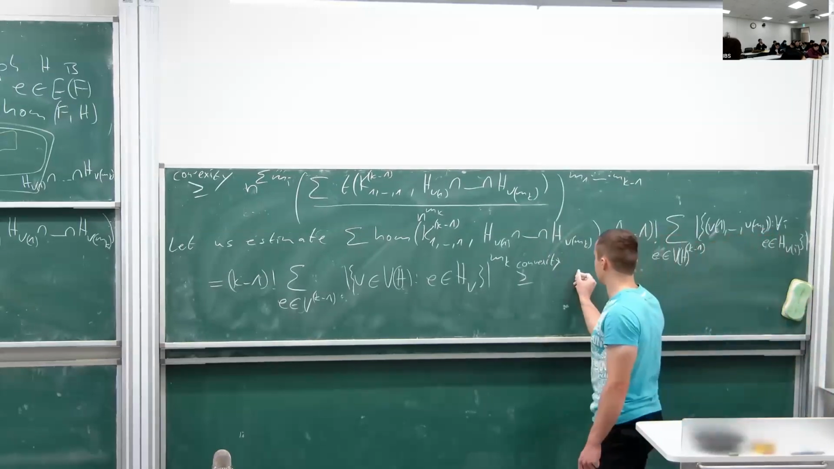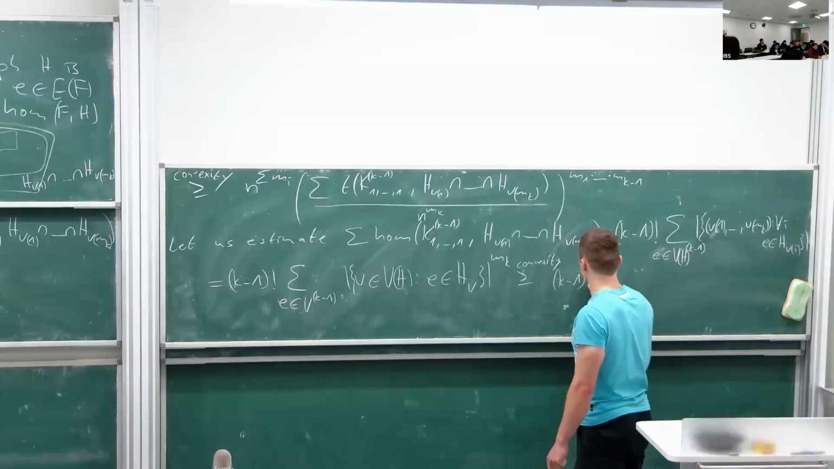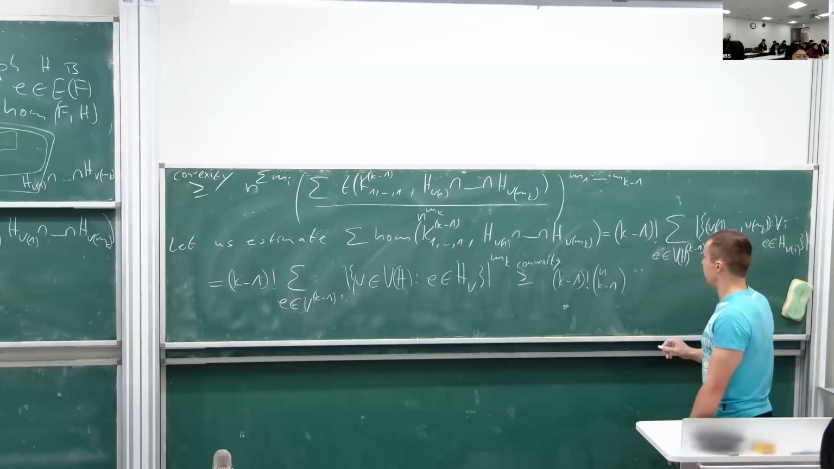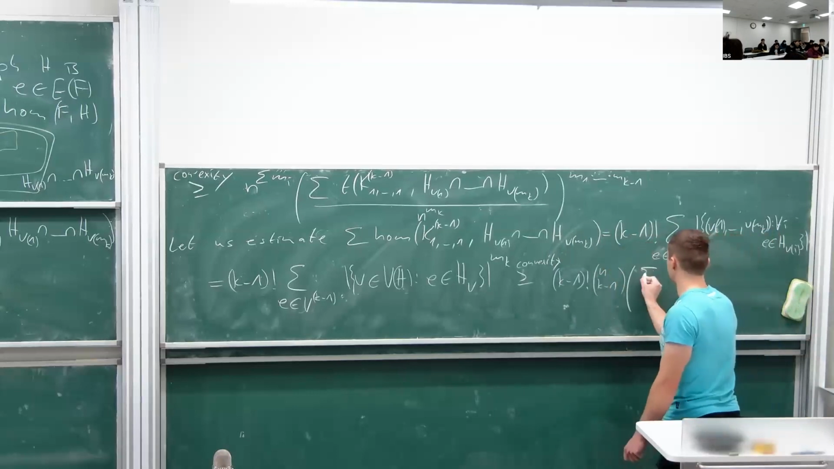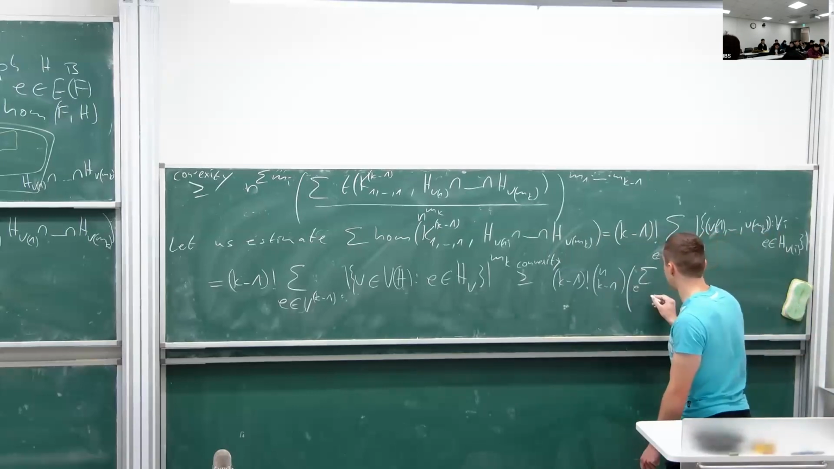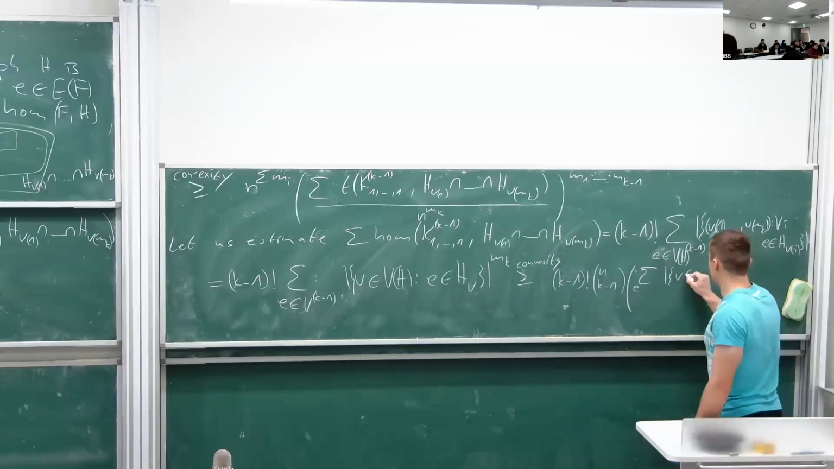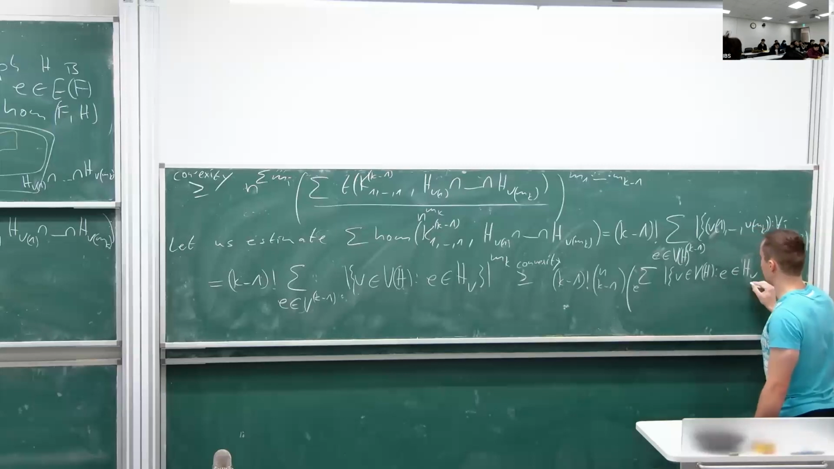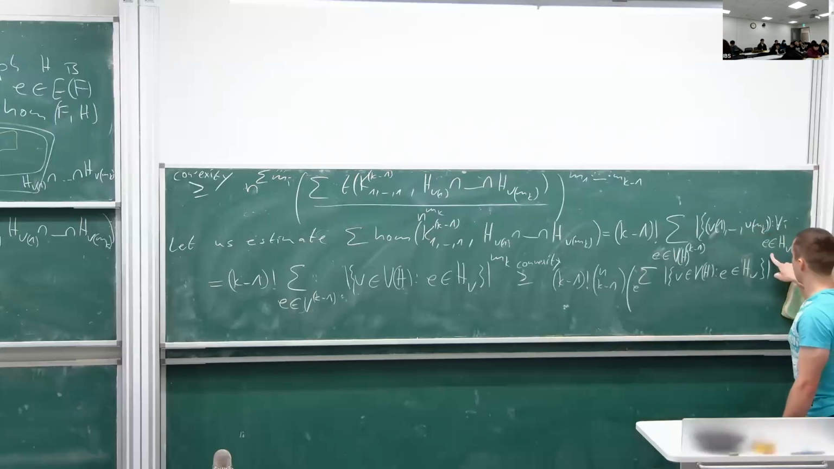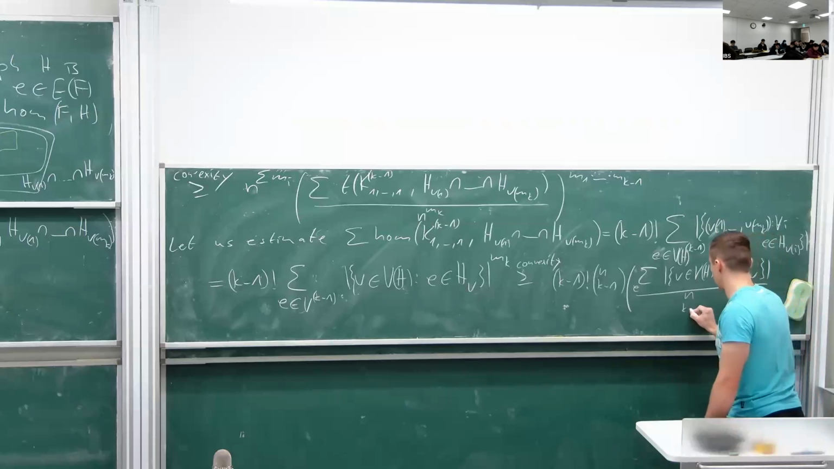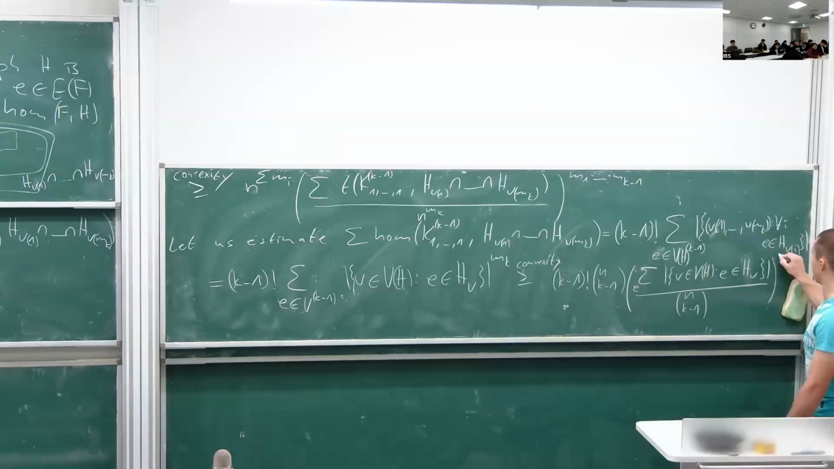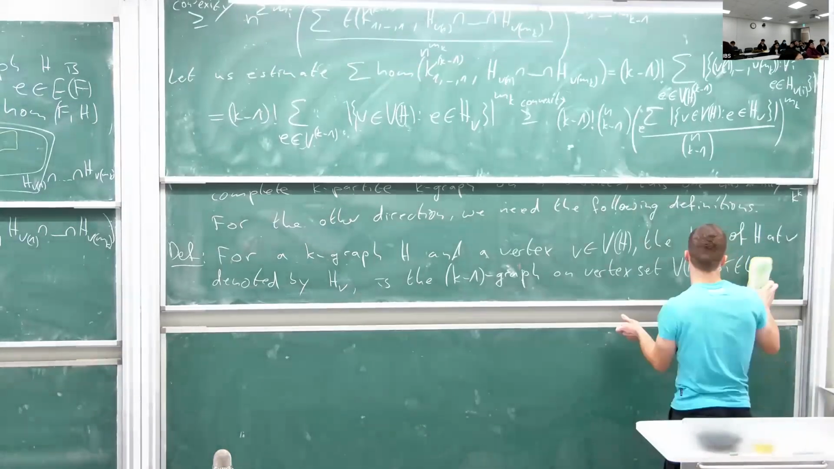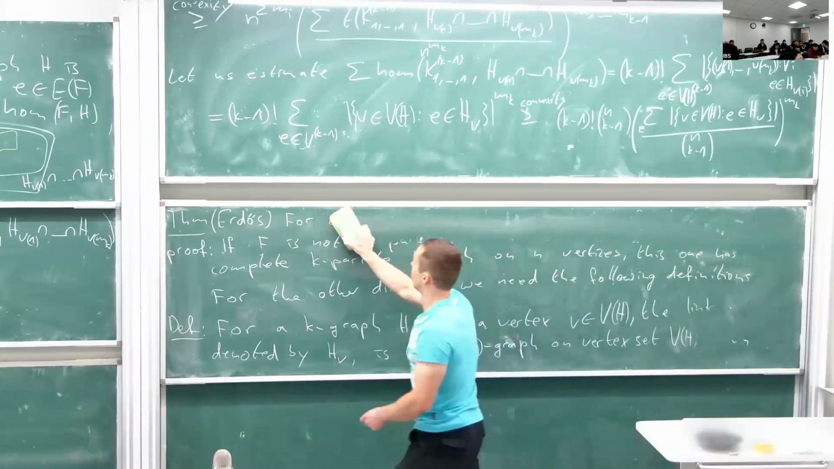And so we have our (k-1) factorial still. Then we get an n choose k-1 out here. And we get the sum over all E, the number of v in V(H), such that E is an edge in the link of v. And this divided by n choose k-1, and then to the power mk. So we're almost done with the plane.